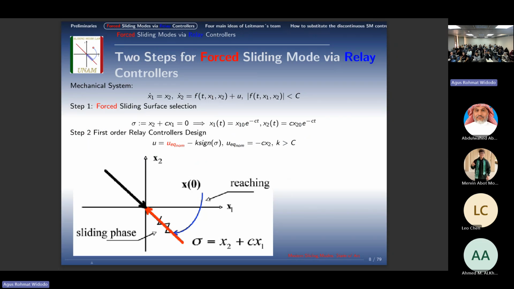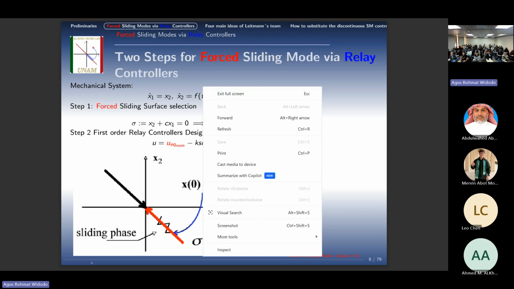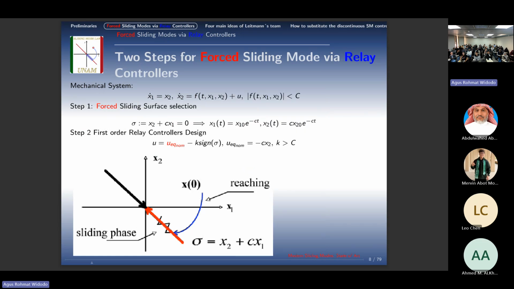Here you have the standard first equation: position, velocity, and the derivative of velocity is a force, and here is the uncertainty. If you have an uncertainty, and the uncertainty is bounded, what you need to do is ask the policeman, and the policeman will force you to follow this surface. Then you will be attracted to the surface, and you will follow it.